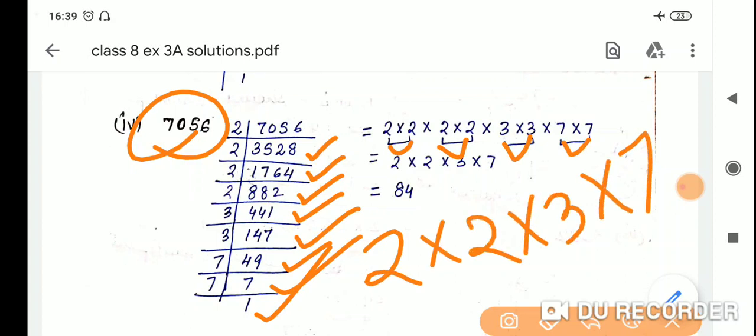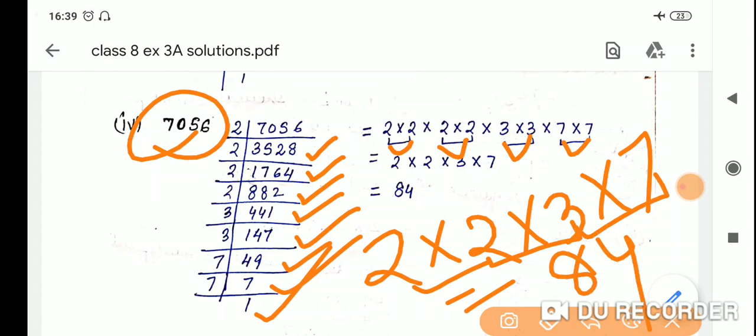ठीक है, सो इट विल बी 2 2 ज़ा 4, 4 3 ज़ा 12, 12 7 ज़ा कितना होता है 84. टेबल लर्न कर लो, अगेन एंड अगेन आई एम टेलिंग यू, 84. सो 7056 is the square of 84. Hence it is a perfect square, as we all know.